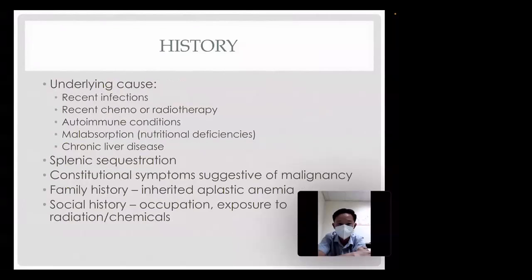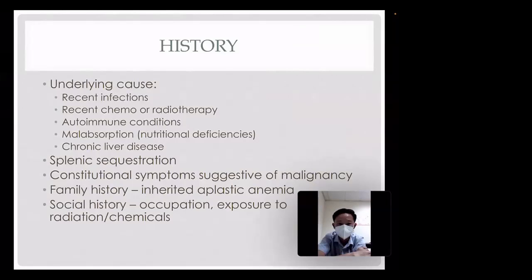For the underlying causes, we can ask further: is there any recent infection, have they received any recent chemotherapy or radiotherapy, or are they on any current treatment for autoimmune conditions? We can also explore further history regarding their nutrition, any malabsorption, any possible chronic liver disease, so that we can pinpoint more specifically the cause of the pancytopenia itself. Constitutional symptoms usually suggest malignancies, so this is important to explore as well.